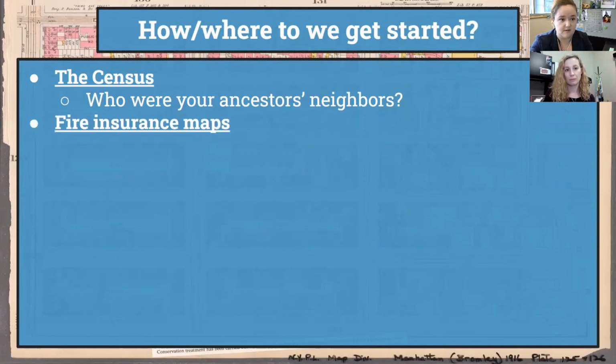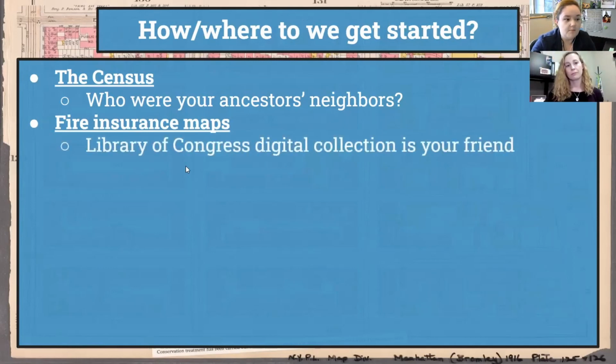Fire insurance maps, like the map that's in the background of this slide, are a good indication of what other things are around them, whether that is places to work, places to worship. Sometimes you might see food to eat. So that's something I like to do. I'm a very visual person. I like to look at maps. The Library of Congress digital collection is your friend for the fire insurance maps.